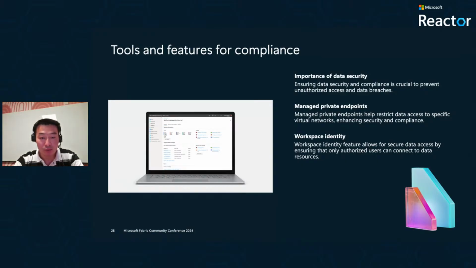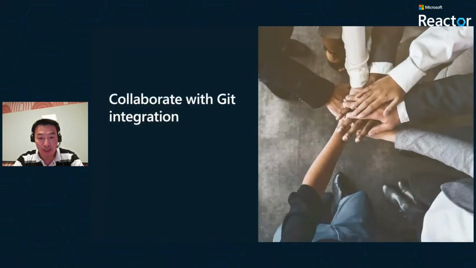By using the workspace identity, it can ensure that only authorized users can access your data resource without others. Yeah, these are the security features. So let's move to the next topic related to the collaboration with your Git integration.